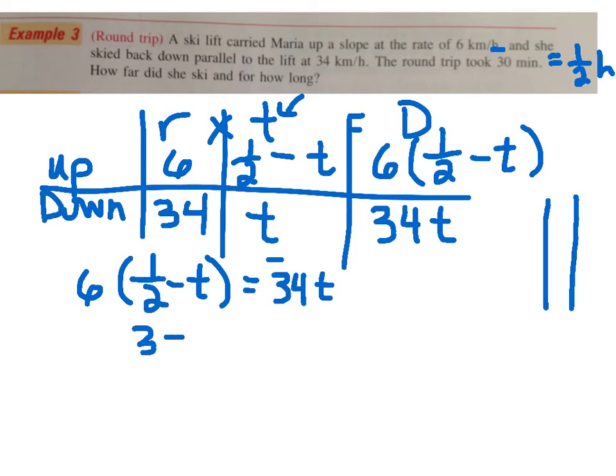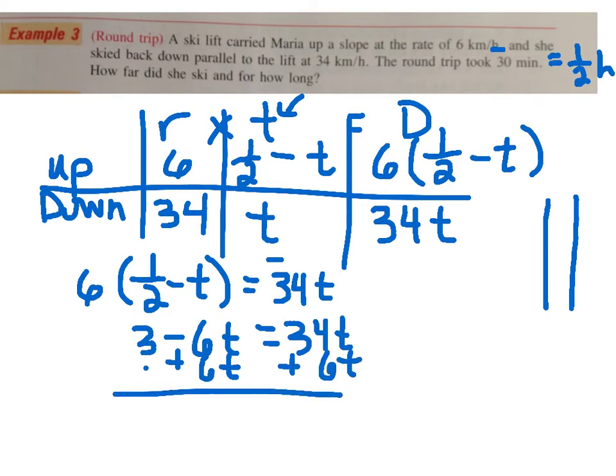That means that 3 minus 6t, because half of 6 is 3, and 6t equals 34t, which means I'm going to add 6t to both sides. And that gives me 3 equaling 40t. So her time is 3/40ths of an hour.